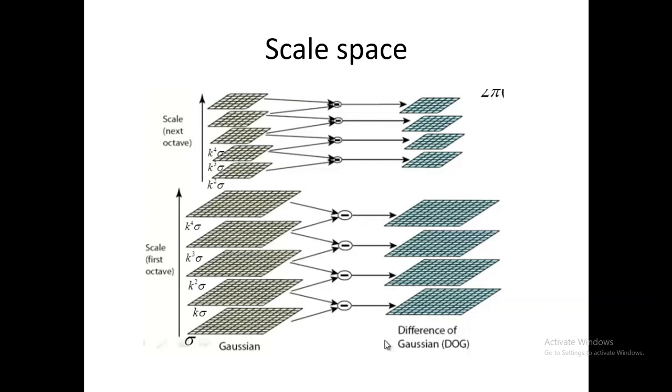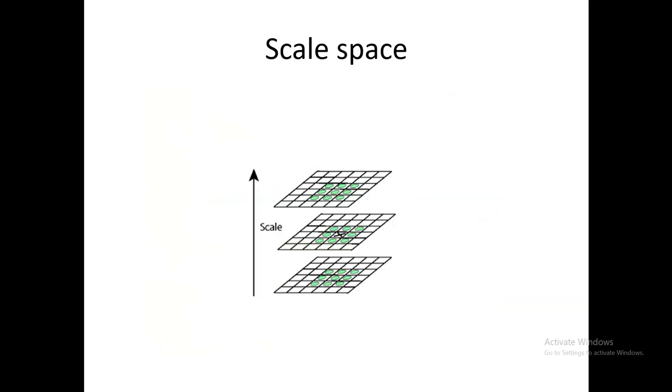Here we can see the image at different scales, and the scale is changed by different sigma values. Once we get these different scaled versions of the image, we take the difference and get the difference of Gaussian. Similarly, in the next octave we also blur the image and get the difference of Gaussian. Here we can see the example: with each of these Gaussian images we are going to compare a pixel, the marked pixel.